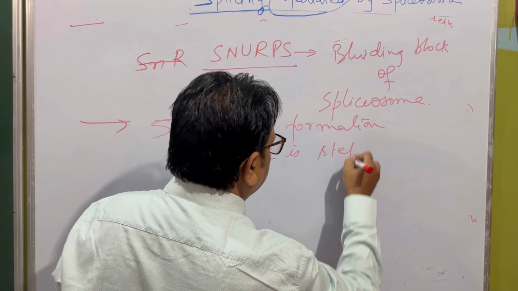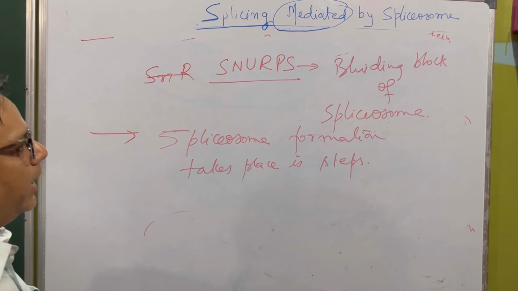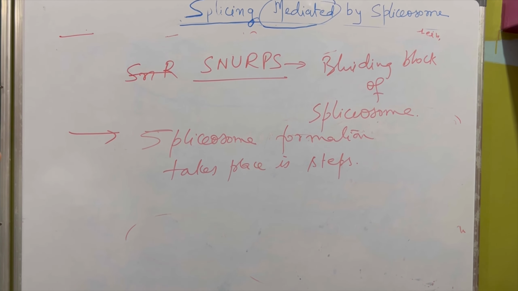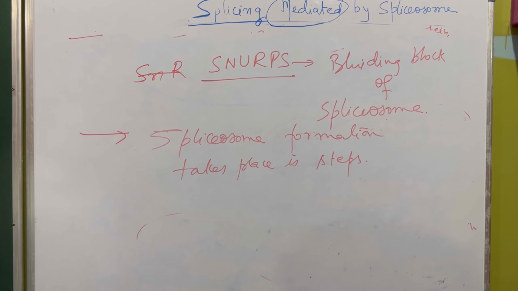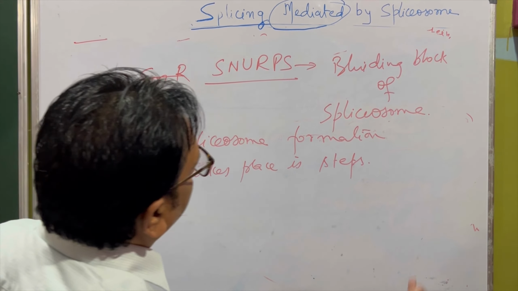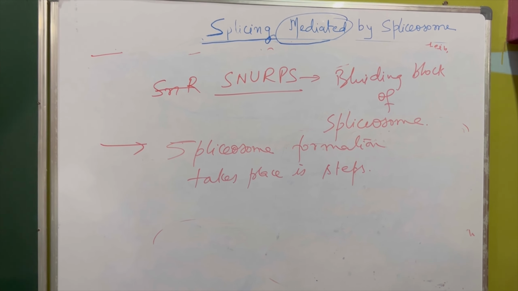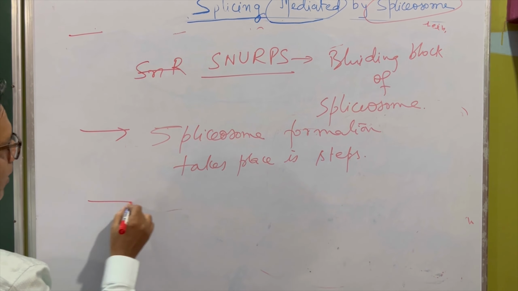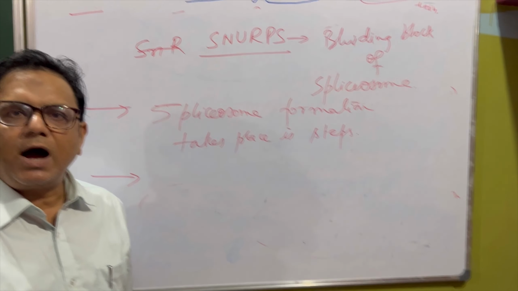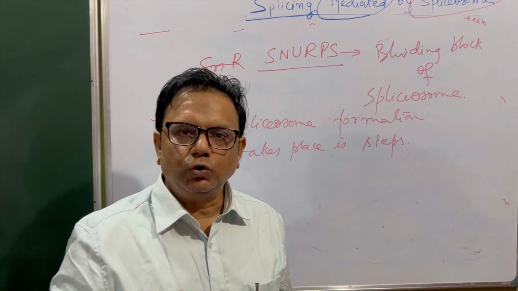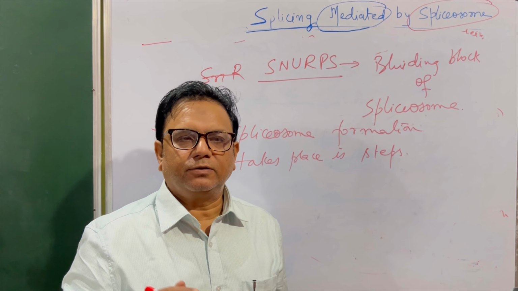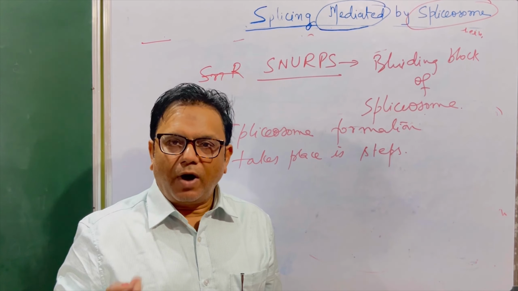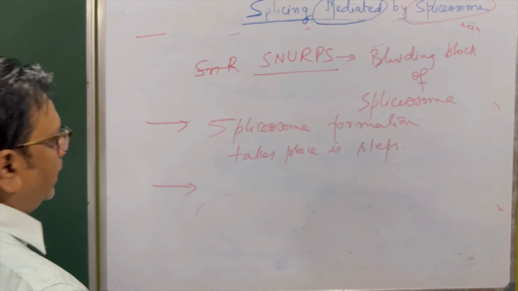We will talk about the formation of the spliceosome and its splicing mediated by the spliceosome, when we talk about its mechanism. Right now we are only talking about the introduction related to the spliceosome. We have already said that the snRNAs are U1, U2, U4, U5 and U6. But apart from that, there are other snRNAs also found. So what are these?